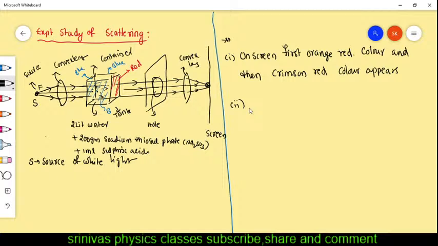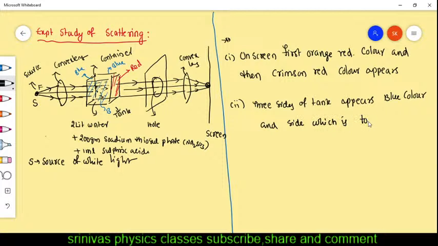Why is it happening? Three sides of the tank appear blue color, and the side which is towards the screen appears red color. This is the observation on the screen. I will explain the reason. These are observations. I will repeat the experiment.